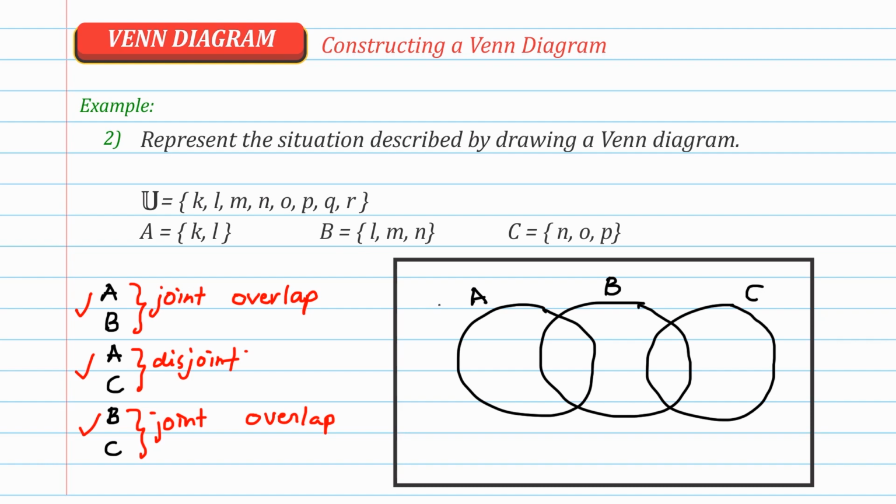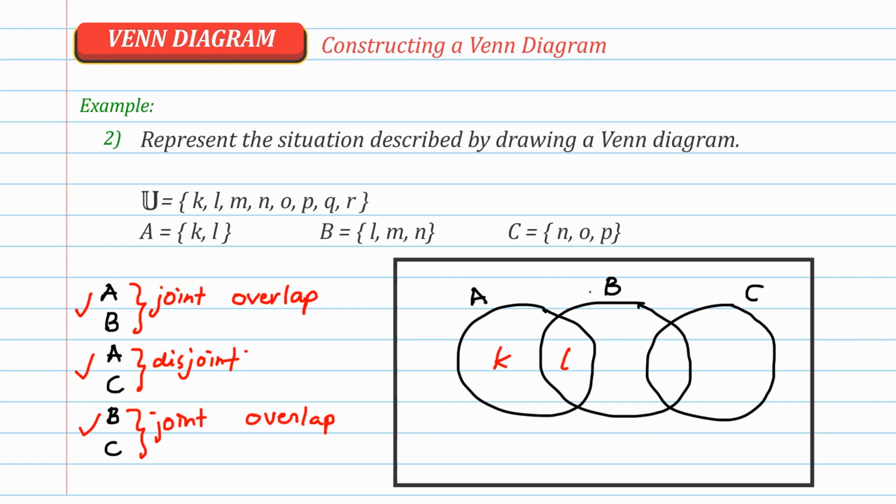Saan nyo ba ilalagay yung elements na yan? Now, ulit, going back to the elements of A and B. A and B: K, L, L, M, N. Saan sila joint? Joint sila sa L. Therefore, yun yung common part nila. So, saan ba yung common part ng set A and B? This one. So, L should be here. Common part of A and B. Since A has elements K and L only, K should be here. Okay, so A has elements K and L.